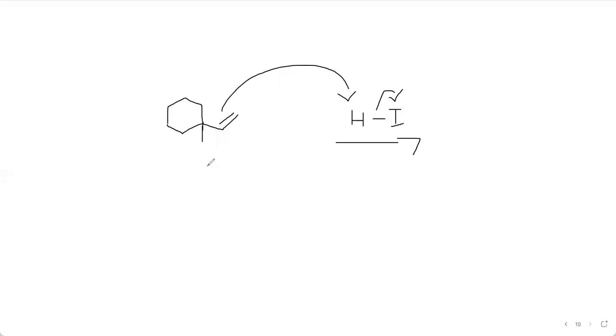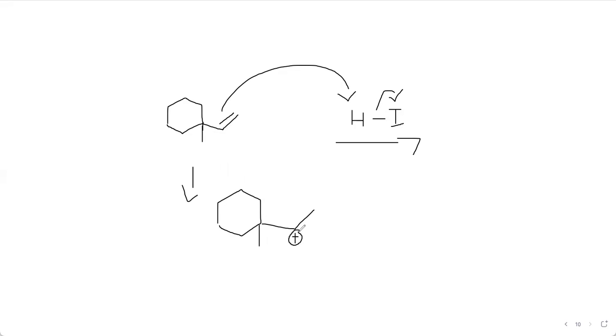So let's say I have a problem like this, and I'm going to react it with HI. So again, just like before, I have a double bond, and the double bond's going to attack the H, and I have to choose where the carbocation goes. The carbocation is going to go secondary rather than primary, and now I am here.